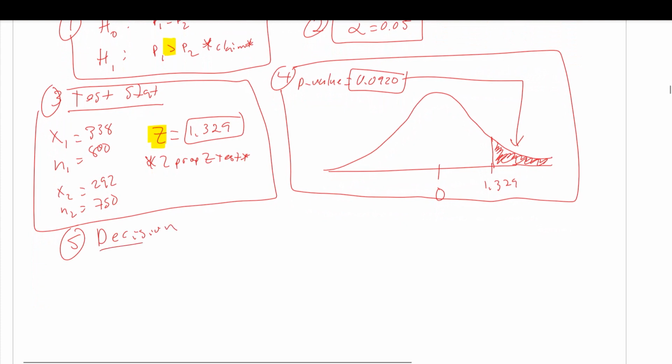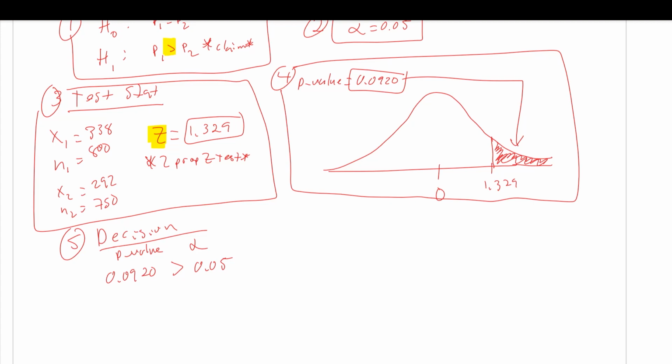The decision is made by comparing the p-value to your significance level. The p-value is 0.0920. Alpha is 0.05. Your p-value is greater than alpha. Again, what's the meaning of the significance level? It's the probability of committing a type 1 error. What's a type 1 error? It's if we reject the null hypothesis when in fact the null hypothesis is still true. We only want to make that error 5% of the time.